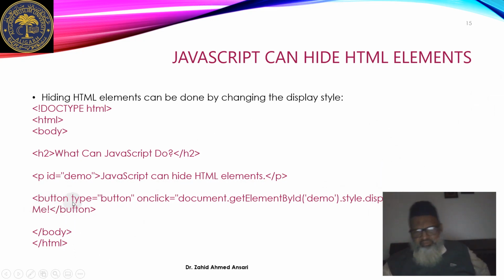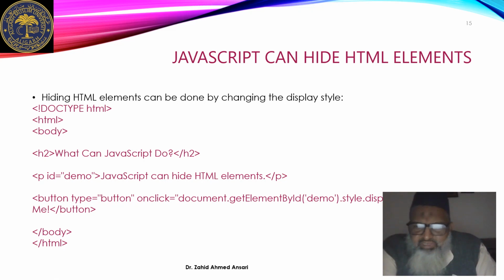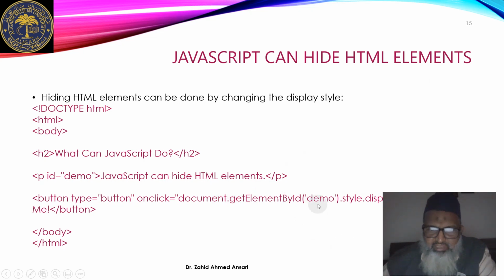We have a button. On clicking the button, what we are doing is changing the display style to none. Style display equal to none. When we say display equal to none, then it will hide this particular element which we are getting, getElementById demo. So this demo element, this paragraph, its display is none, so it will not show it after clicking. Got it?